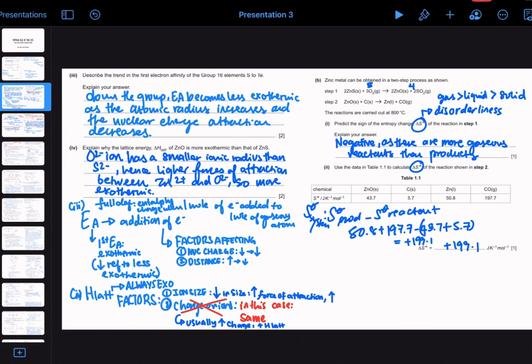Alright, as you can see, the number of moles of gaseous product is only 4 and the number of moles of gaseous reactant is 5, so it becomes negative. You have more gaseous reactants than products. Alright, use the data in table 1.1 to calculate the entropy change of the reaction shown in step 2.